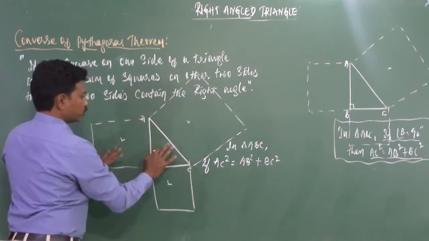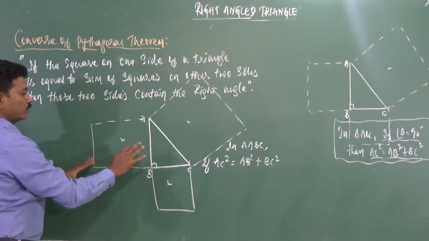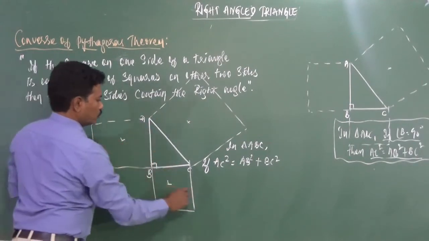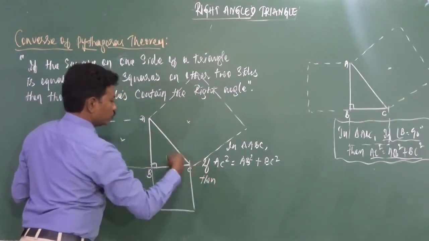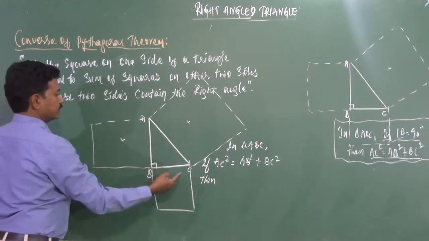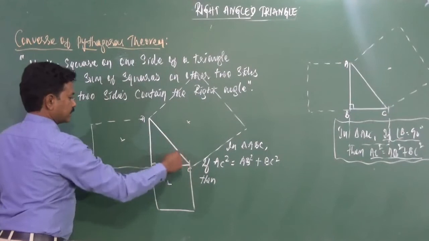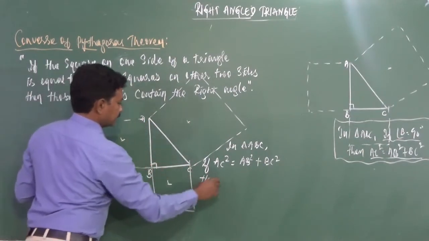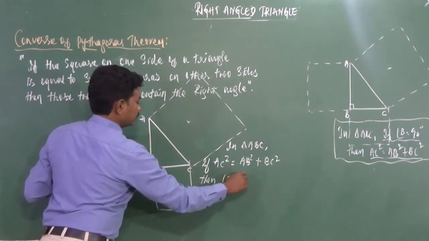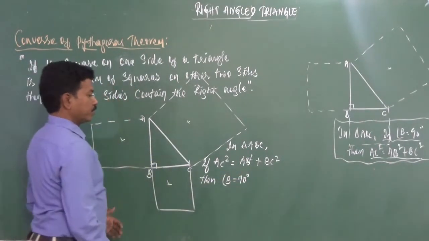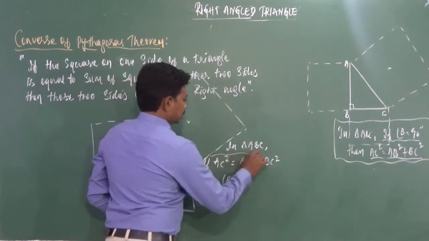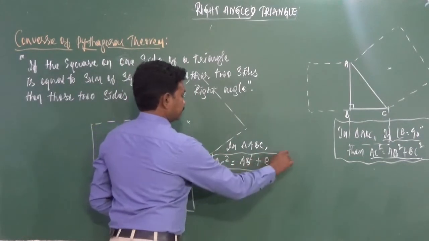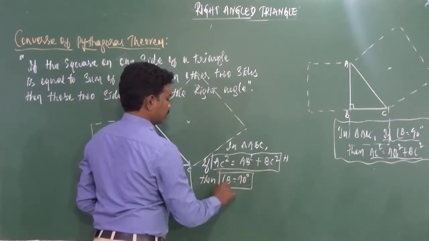So if this is true for a triangle, then those two sides contain the right angle. Those two sides means apart from the longest side of the triangle, these are the two sides, and these two sides contain the right angle. That is, angle B is equal to 90 degrees. So you can please check out here. So this is the hypothesis part of the statement, and this is the conclusion part of the statement here.